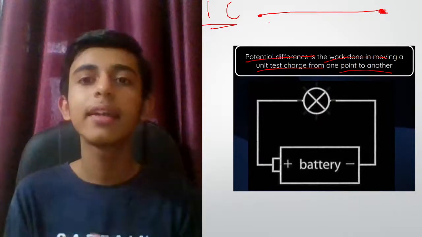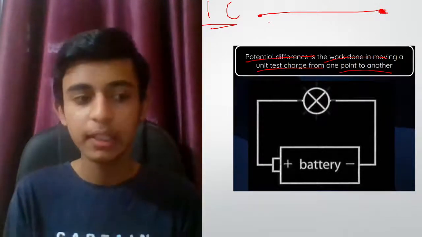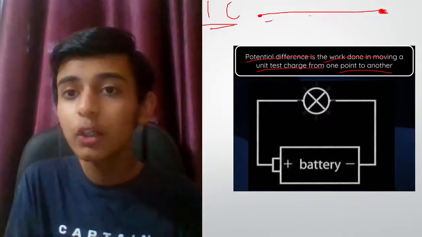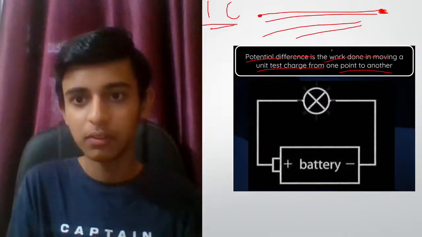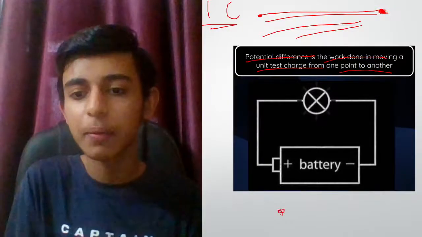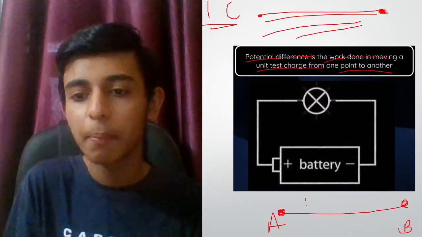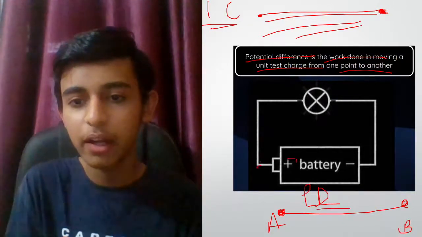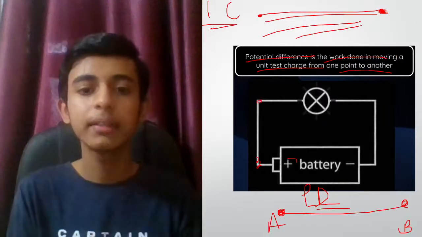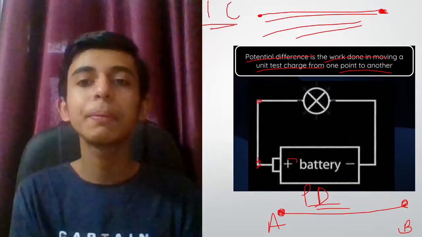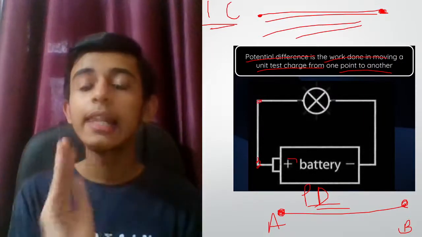Because we know that the electrons are going to move, the work done to move these electrons from one point to the other, suppose from point A to point B, that will be your potential difference. So you can see from this point A to point B, that is going to be your potential difference.